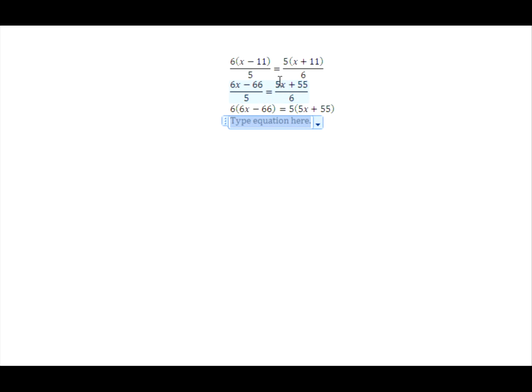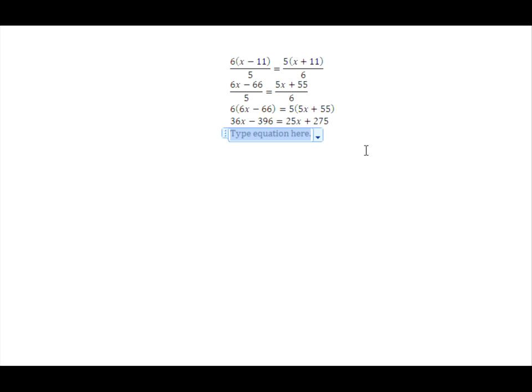The next thing we're going to do is distribute the 6. So we'll have 36x minus 66 times 6 is 396. And then we'll do the 5 times everything on the right. So we'll have 25x plus 275. That's just distributing your 6 and your 5 on each side. Now we have variables on both sides. We want to collect all the variables to one side and all of the numbers to the other.